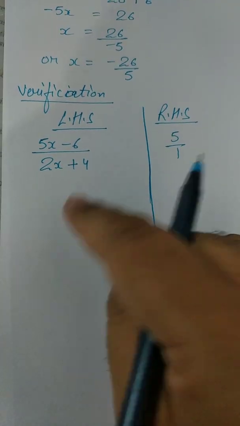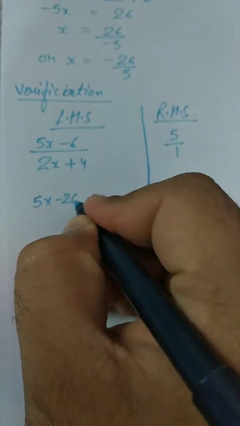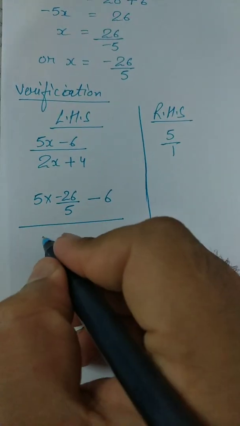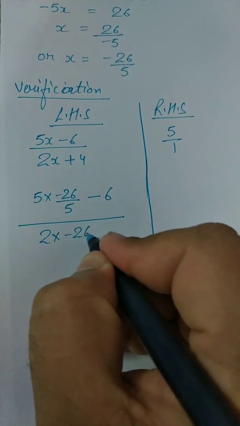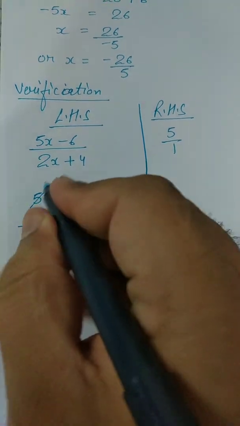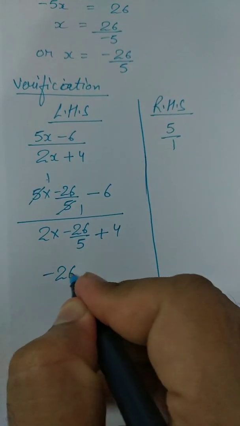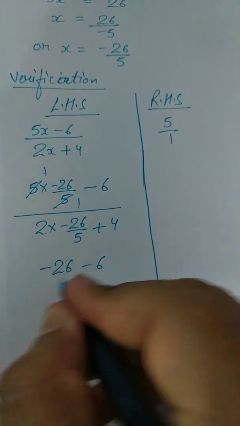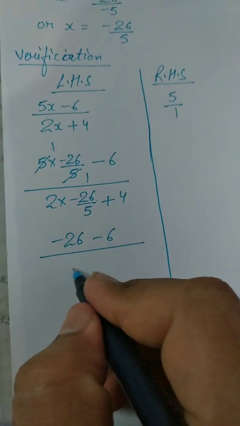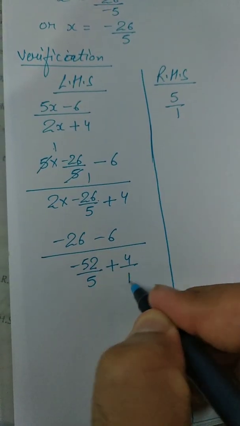First of all come to the LHS. Put the value of x. 5 multiplied by minus 26 upon 5 minus 6 upon 2 multiplied by minus 26 upon 5 plus 4. 5 ones are 5, 5 ones are 5. 1 multiplied by minus 26 is minus 26. Minus 6. 2 multiplied by minus 26 is minus 52 upon 5 plus 4 upon 1.